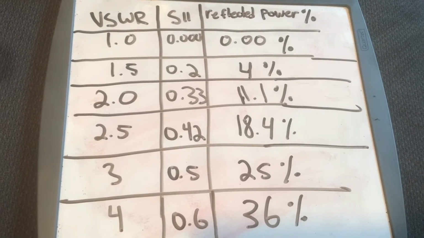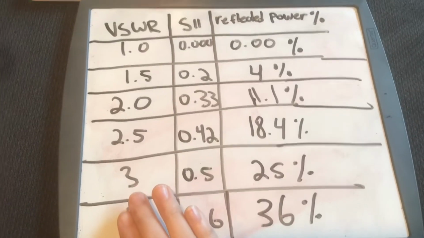In terms of VSWR, a number of 1 is the lowest VSWR you can have, and this is the most ideal VSWR that you can have. A VSWR of 1 means that all of the power is being received by the antenna and none is being reflected back. You can see this in this table I have drawn here.